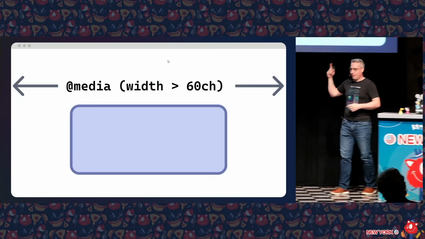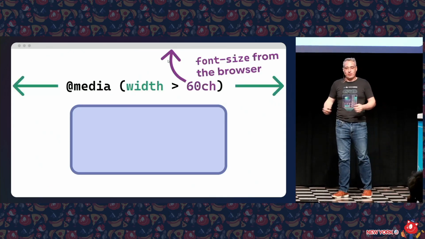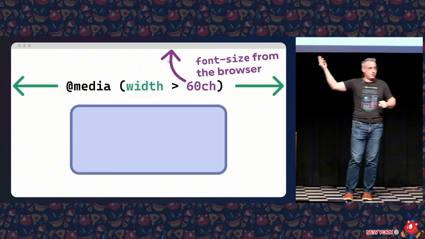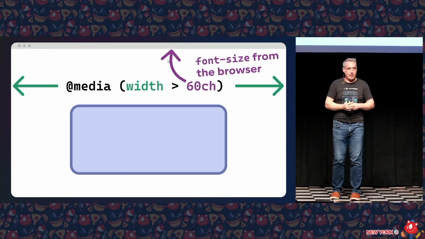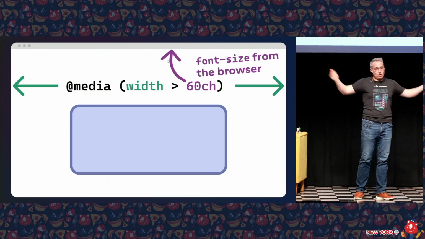But just to compare, once again, if we have a media width greater than 60ch, we're looking at the width of the browser, and we're comparing it to 60ch. The ch unit is characters. It's actually roughly the width of a 0 character at any given font. It will change if you change your font. So I'm saying 60 characters wide.